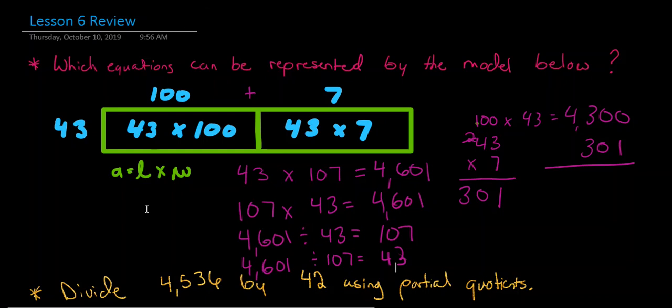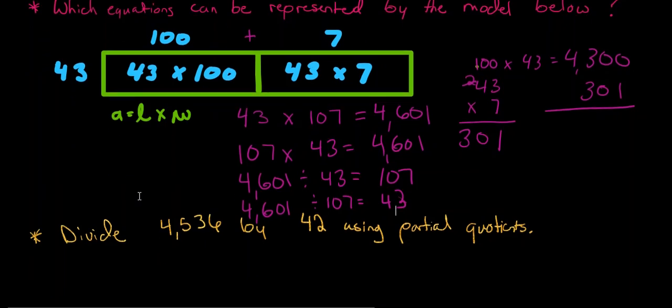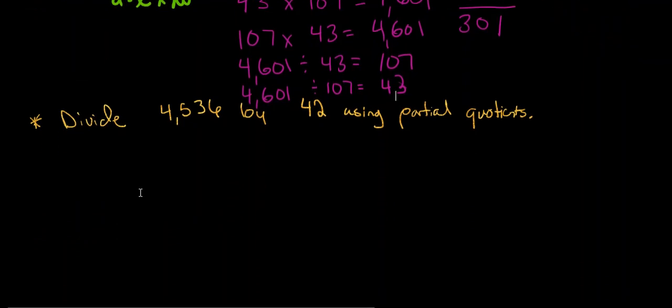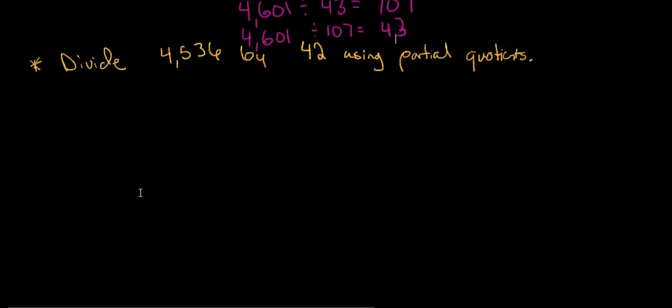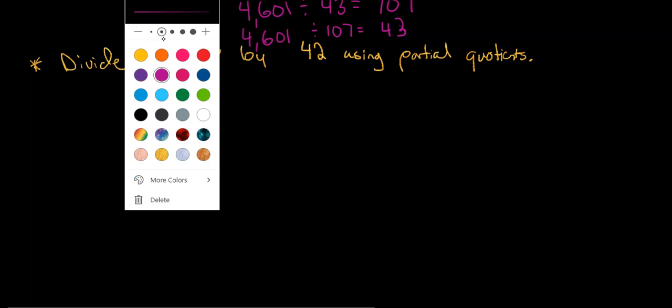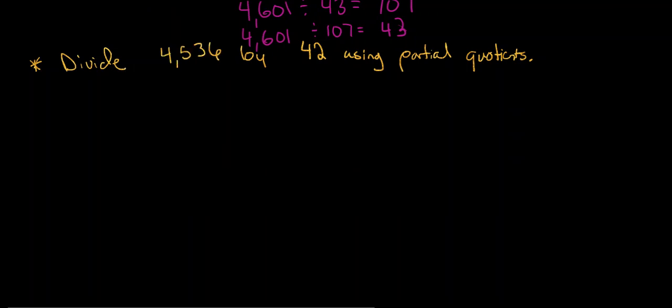Next thing we're going to move on to, and I'm only doing two questions, is another thing that's going to be on your quiz tomorrow, okay? We talked about this all week, and we're going to divide 4,536 by 42 using partial quotients, okay? You go up here and get a nice colored pen. I'm gonna go with this blue. Let's see how this looks. All right, so I'm gonna give myself a lot of room to work.